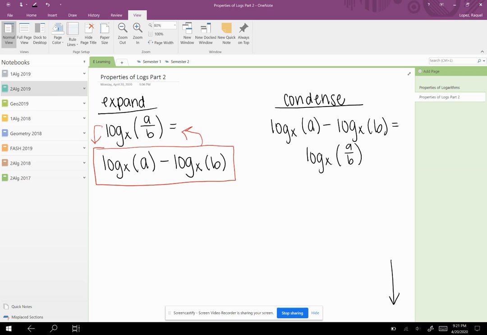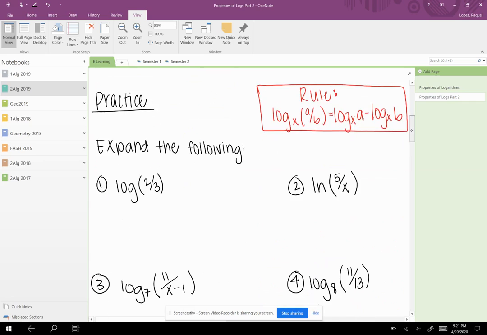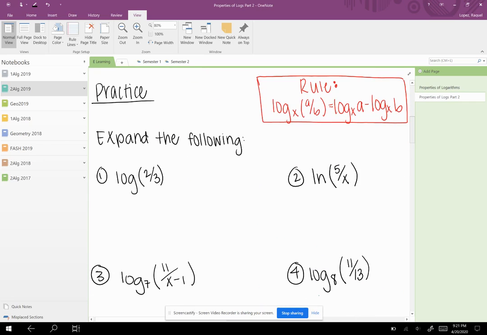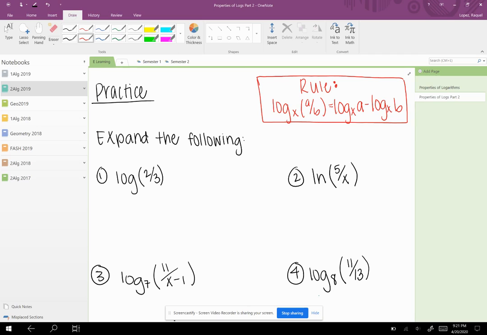Yikes. Okay, cool. So let's go over these first four problems here. I've got log of 2/3. Remember, this has no base written, so that means the base is 10. If I'm trying to expand it, I'm going to write two logs. The input for that first one is going to be the numerator. So log 2 minus log 3. The numerator always goes first when you are expanding it.